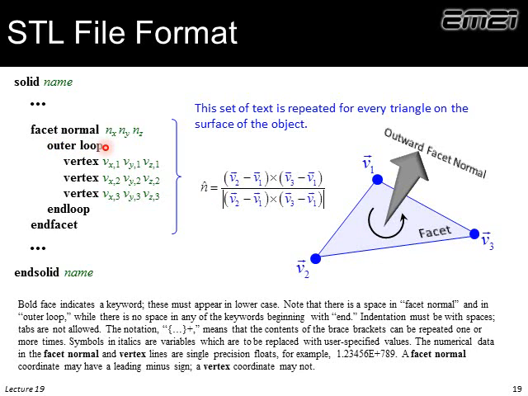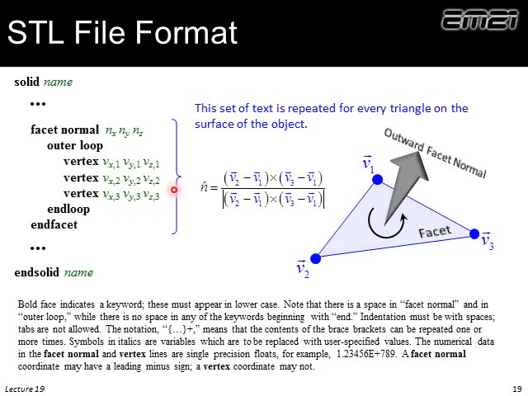Then we say outer loop. Then we give it the three vertices. We just say vertex, then the three components of the first vertex. Vertex, the three components of the second vertex. Vertex, and the three components of the third vertex. Then end loop, end facet. This section repeats for every single triangle in our mesh. And that is it. That is all that is in an STL file.